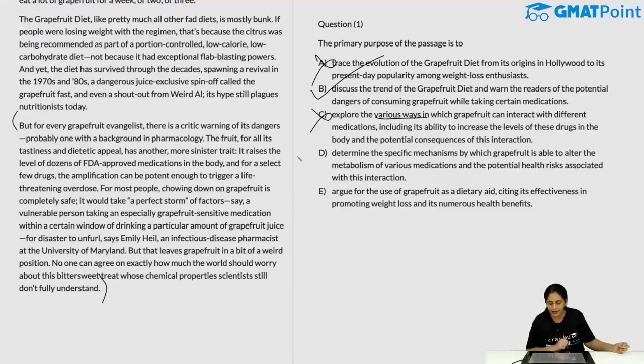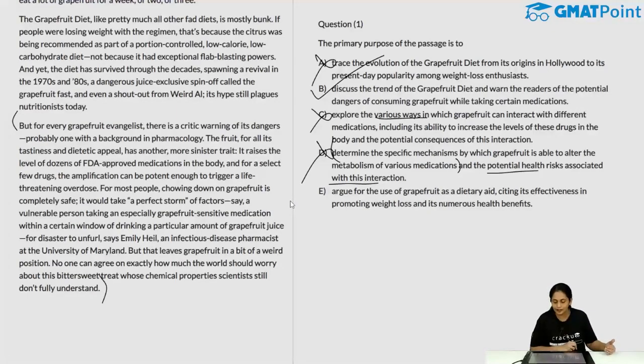Determine the specific mechanisms by which grapefruit is able to alter the metabolism of various medications and the potential health risks associated with this interaction. This part is correct, but the first part is definitely not even discussed in the passage as such. You can't say this is the primary purpose because he does not discuss any mechanisms. He does not discuss how it alters the metabolism of various medications. This part is completely out of scope of the passage. So because of that, it is easy to eliminate option D.